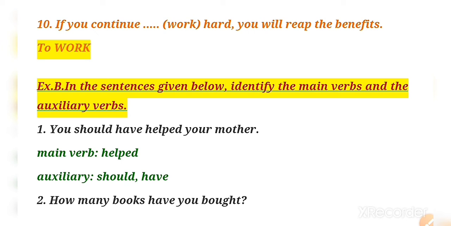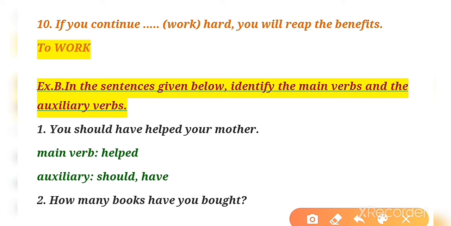So now we are going to have exercise B. In the sentences given below, identify the main verb and the auxiliary verb. All the answers I have written here. I will just simply read the examples and sentences, then after try to understand. Here, you should have helped your mother. First I will explain, and with the help of my explanation, try to get it more. So, you should have helped your mother.